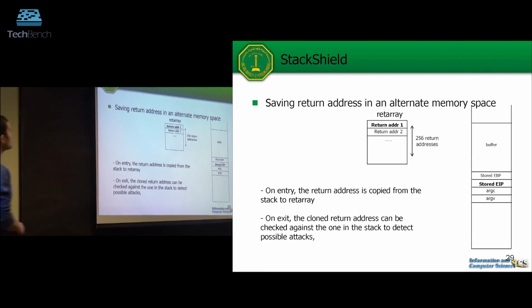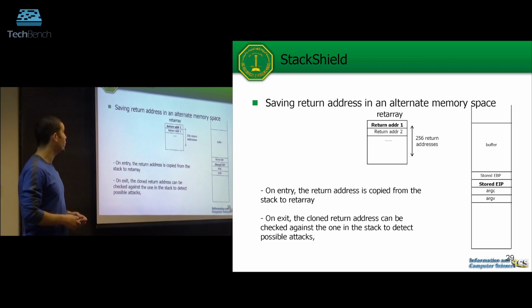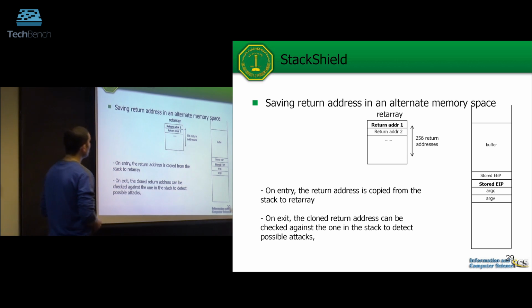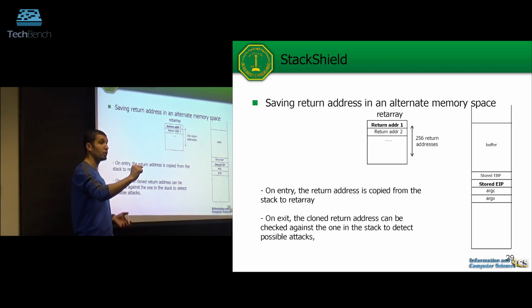StackShield. This is another feature to protect against buffer overflow. And here, the idea is to save the return address in another memory space. Okay, the return address. So your goal is to override the EIP, right? The stored EIP. Okay.